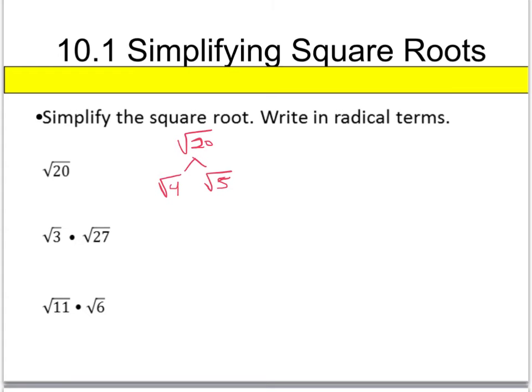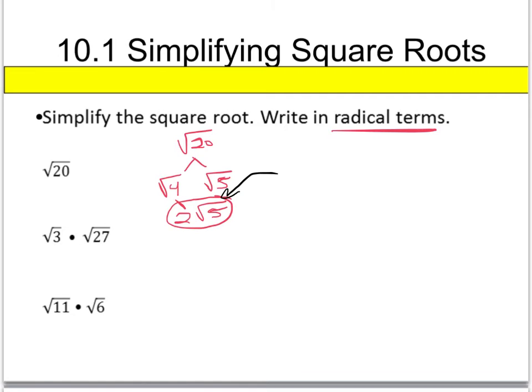Well, when we solve this, what is the square root of 4? Absolutely, it's 2. So when we simplify it, we're going to get 2, but we still have to multiply times our square root of 5. So it's going to be 2 times the square root of 5, and that gives you your answer. This is in simplest form, and it's also in radical terms. Notice we have our radical above that 5.